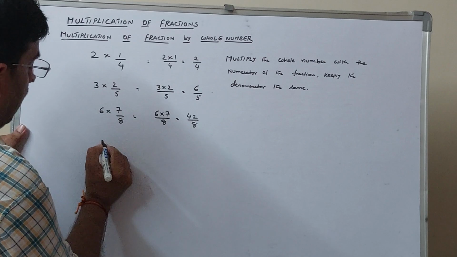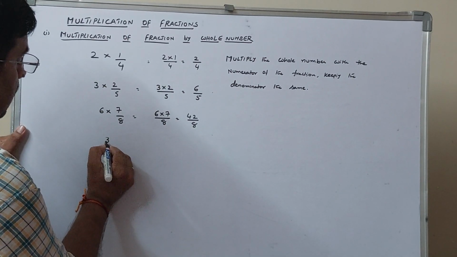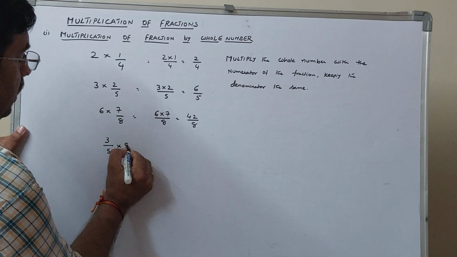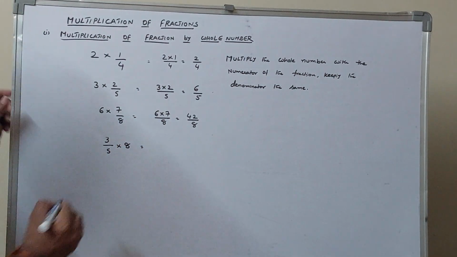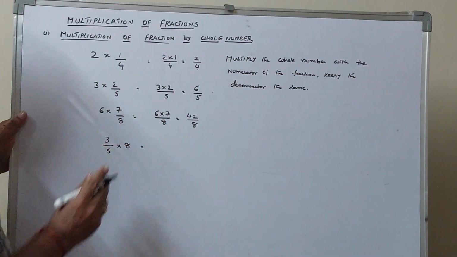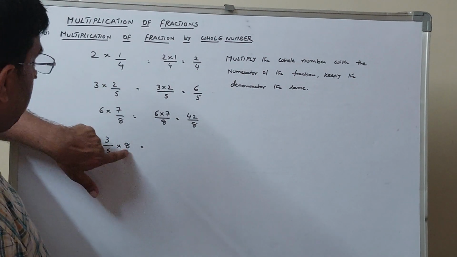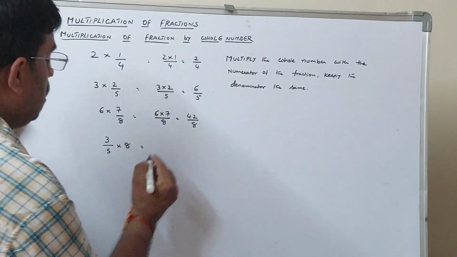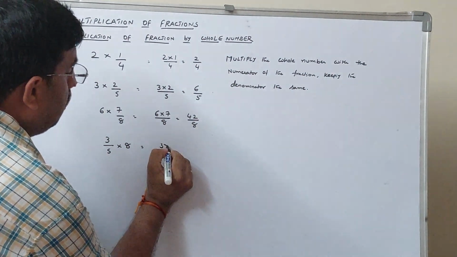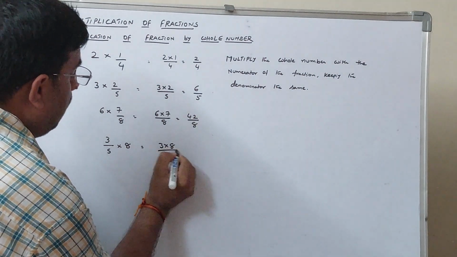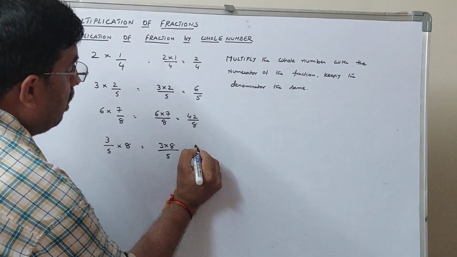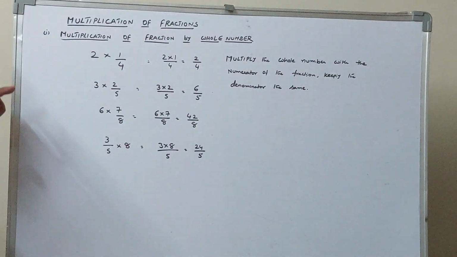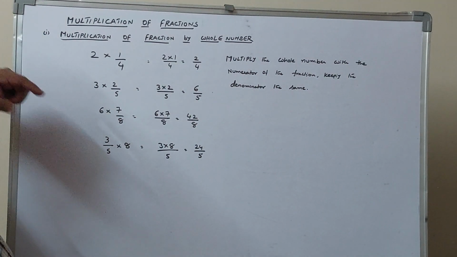Similarly, if I want to multiply 3 by 5 into 8, here also you see the same pattern. Multiply the whole number with the numerator of the fraction, keeping the denominator the same. So 3 into 8 by 5, 3 eights are 24 by 5. This is the way you will multiply the whole number with a fraction.